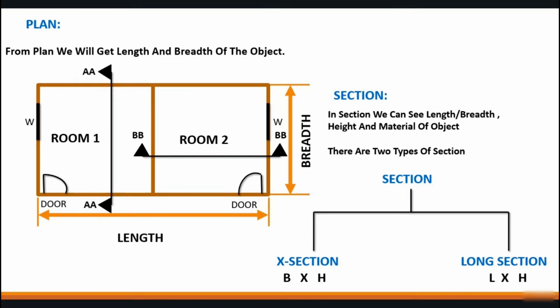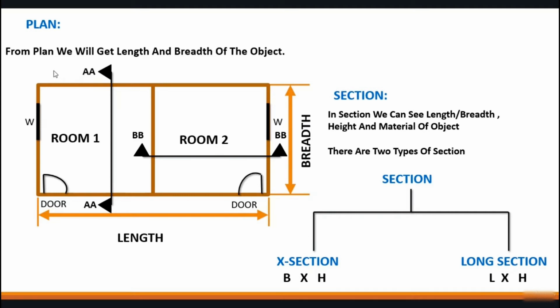Now the second one is section. In section we can see length or breadth and height and the material of the object as well. There are two kinds of section. One is called cross section and another is called long section. A cross section is equal to breadth into height. So from cross section we can get the breadth and the height of the object as well as the material that will be used there. And in long section we can get the length of the object and the height of the object.